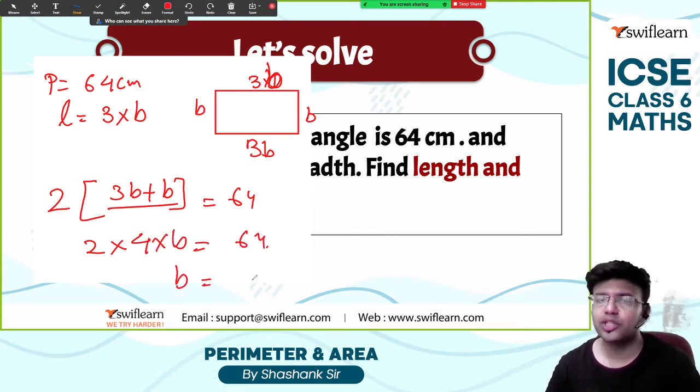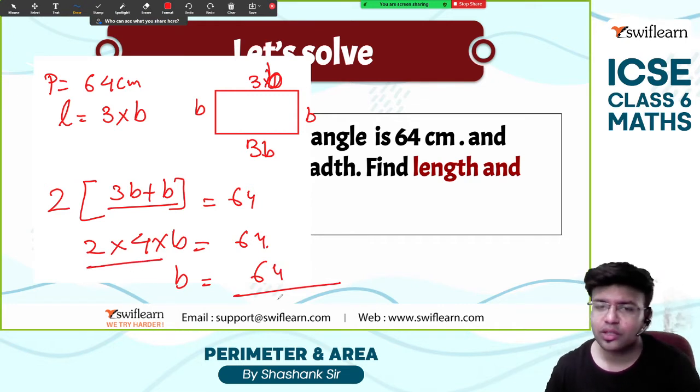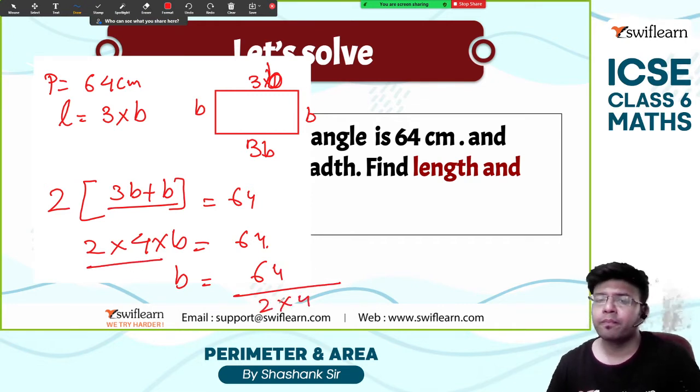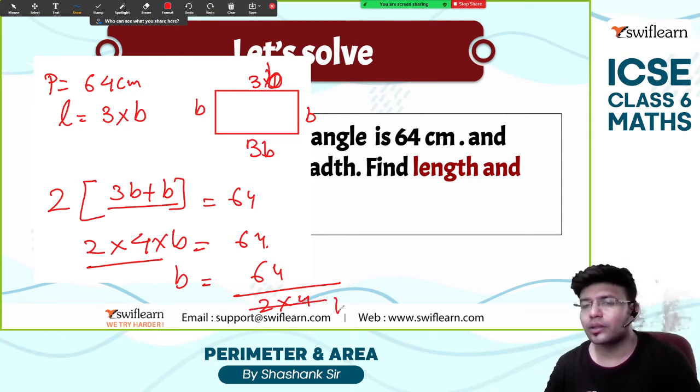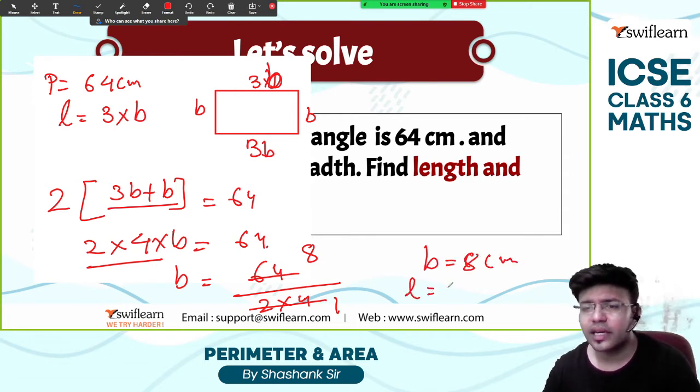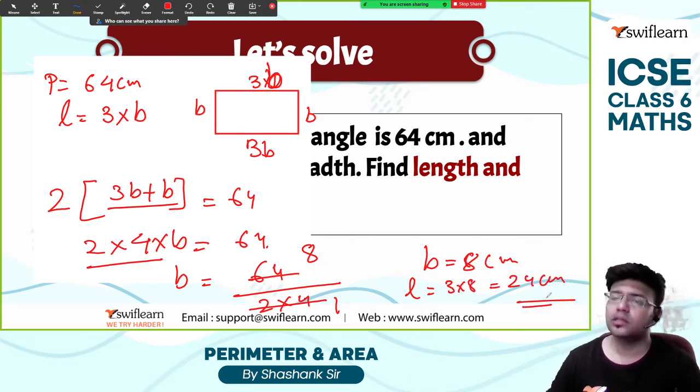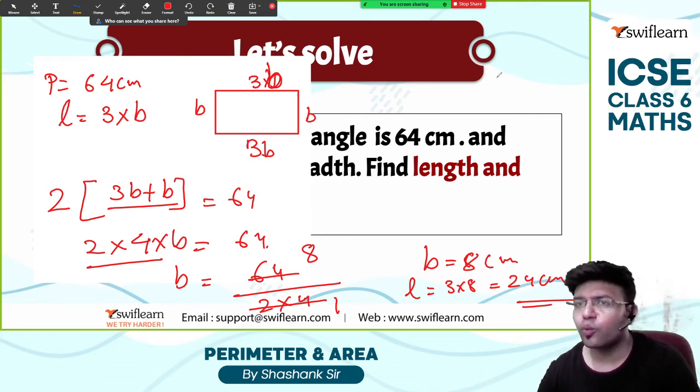64. B is equal to 64 by, take the transpose, 2 into 4. Okay. 4 twos are 8. 8 eights are 64. So B is equal to 8 centimeter. What about length? Length is 3 times B, 3 times 8, 24 centimeter. This is the answer. Now check it. 24 plus 24 plus 8 plus 8. Add them and check, you get 64.